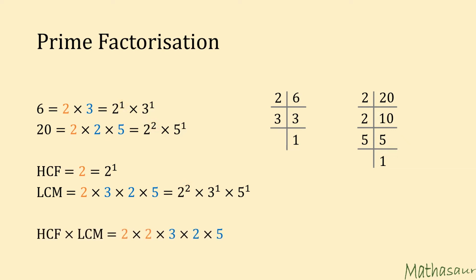Let us look at the product of the highest common factor and lowest common multiple. We see that it is equal to the product of 6 and 20, the two numbers that we started with. It is interesting to note that this result is true for all numbers. So HCF of two numbers A and B multiplied by the LCM of these two numbers A and B would be equal to the product of A and B.